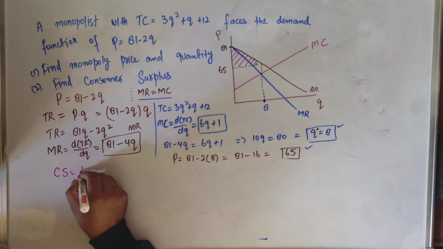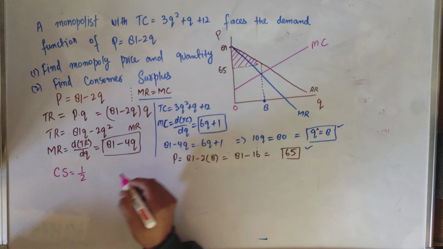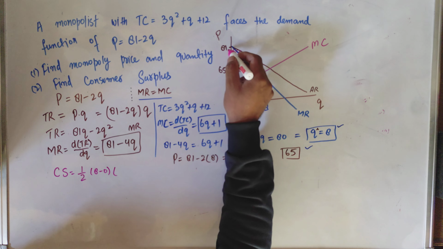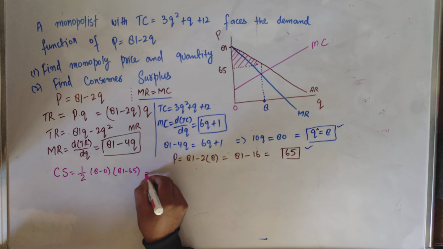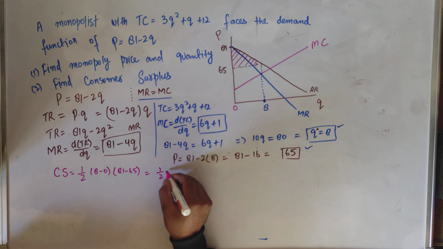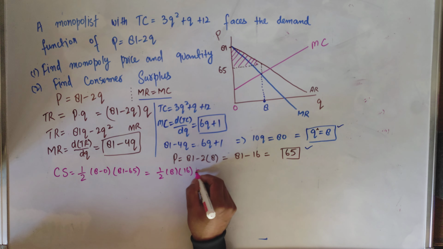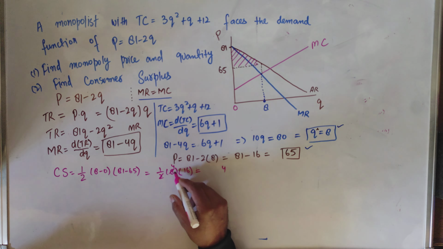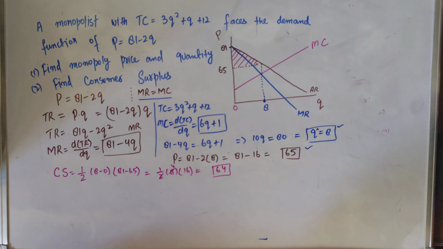Its area is 1/2 of base. What is base? 0 to 8, so it is 8 minus 0, times height. What is height? 81 minus 65. Solving this, we get 1/2 of 8 into 81 minus 65, which comes out to be 16. So 1/2 times 8 times 16 gives us 64 as the consumer surplus.